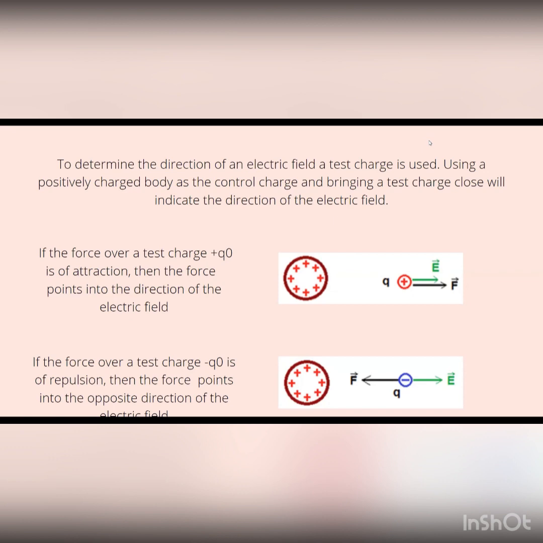Using a positive charge body as the control charge and bringing a test charge close will indicate the direction of the electric field. If the force over a test charge is positive, is of attraction, then the force points in the direction of the electric field. If the force over a test charge is negative, is of repulsion, then the force points in the opposite direction of the electric field.